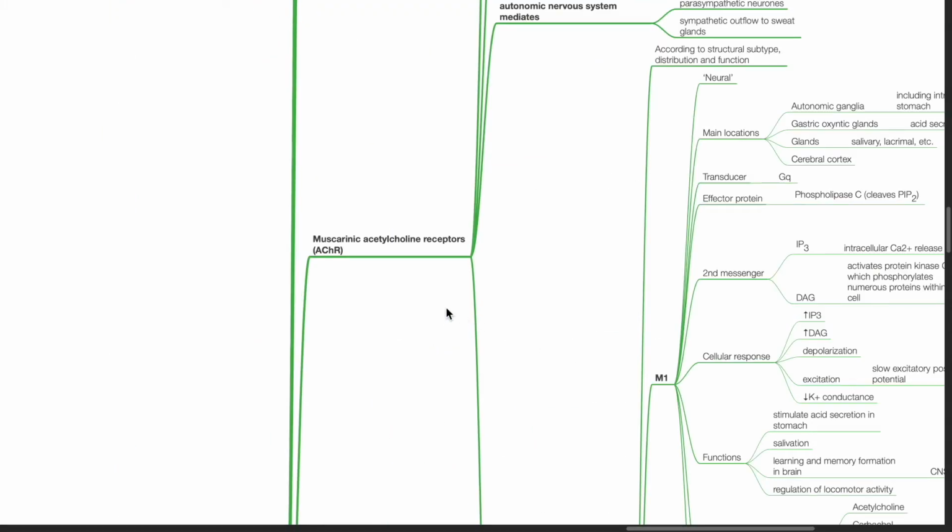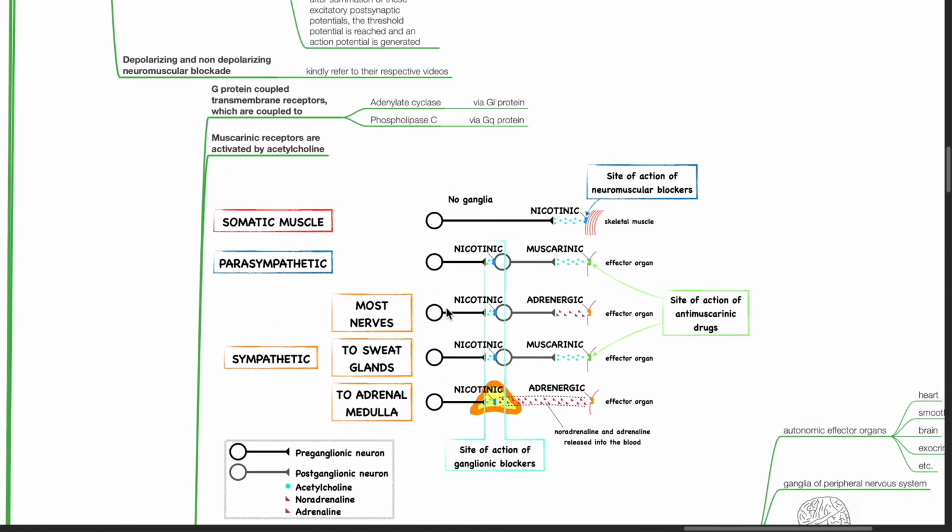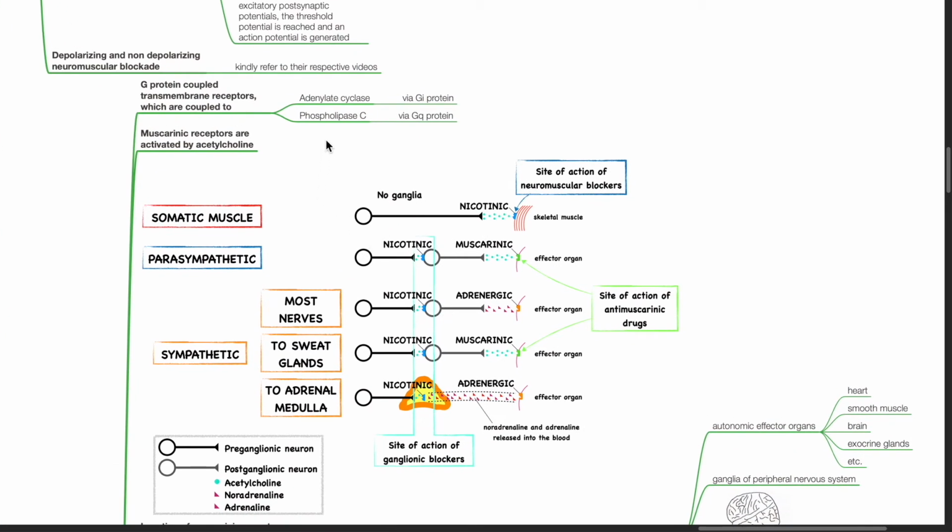Muscarinic acetylcholine receptors. These are G-protein coupled transmembrane receptors which are coupled to adenylate cyclase via Gi protein or phospholipase C via Gq protein. Muscarinic receptors are activated by acetylcholine.